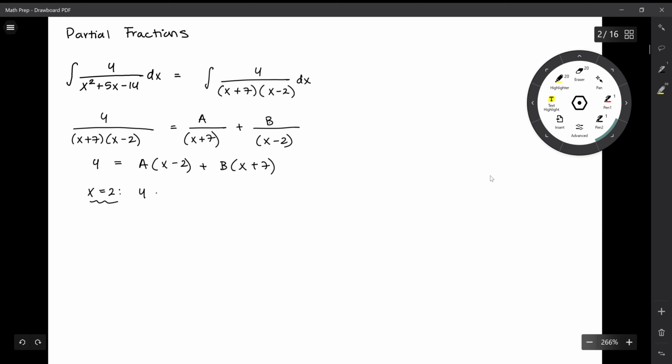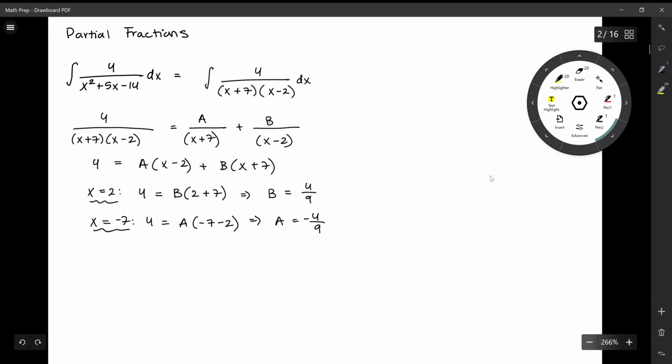Then we'll plug in all those values. This becomes 0, so it'll just be B times 2 plus 7. So then B will equal 4 over 9 once we solve. Then we can also see that negative 7 here will cancel out the B. So we'll do x equals negative 7 here. So 4 is equal to A times negative 7 minus 2. So then A is equal to negative 4/9.